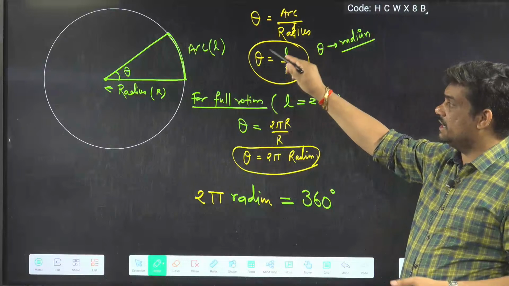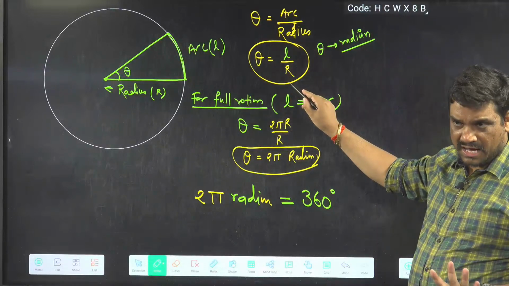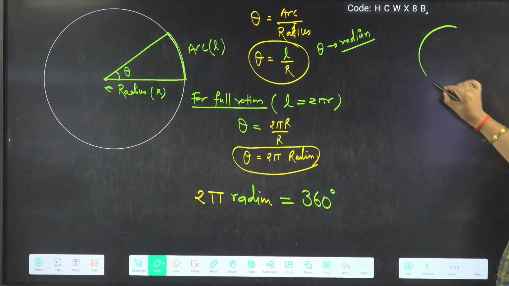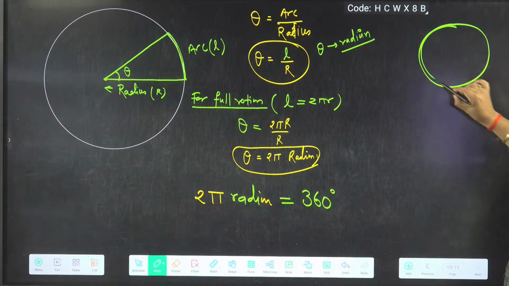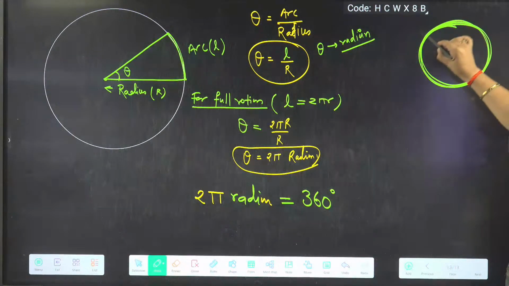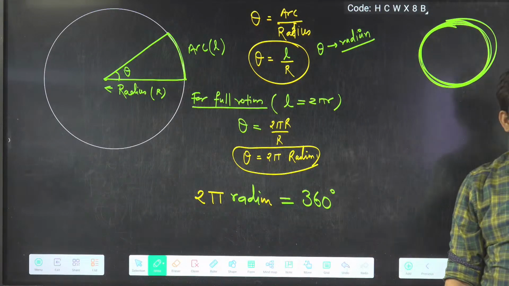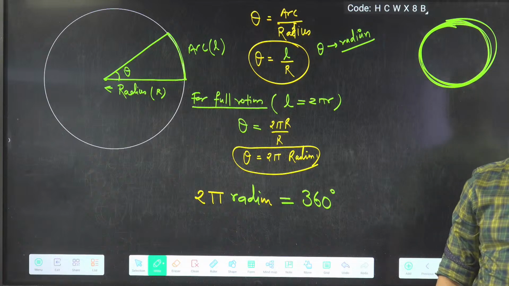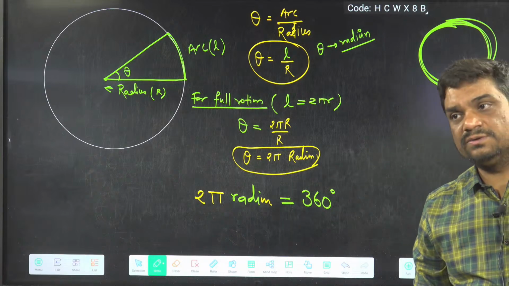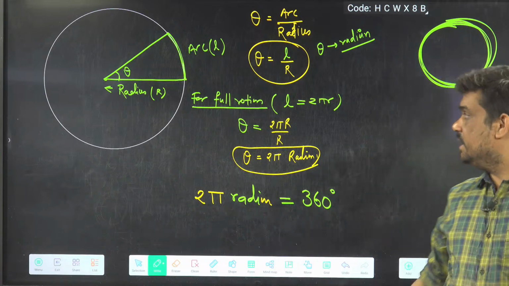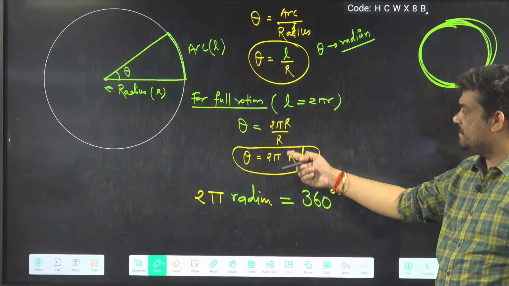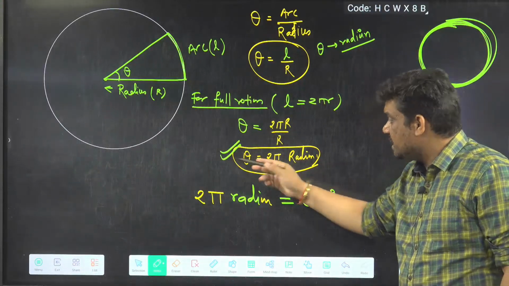What is the arc basically? Arc will be L by r. If you are doing a full rotation, then in the full rotation how much will be the arc length? That is equal to the circumference, and circumference is 2 pi r. So I am putting 2 pi r by r, and I get the value of theta as 2 pi radian.